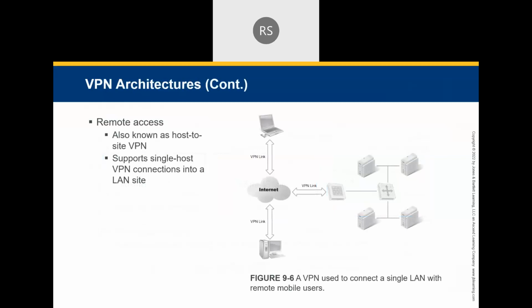Now, remote access is also known as host to site VPN. So it facilitates that single host VPN connection to a LAN site. Now, some key characteristics of the remote access is that it is user centric. So this is something that's primarily designed for individual users accessing the LAN from a remote location. One of the benefits is that it does offer flexibility for commuters or traveling employees that may require secure access to the organization's LAN.